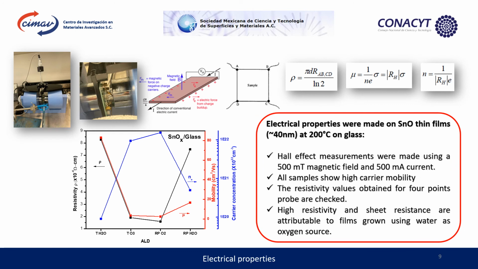Then, Hall effect measurements were made to check the values obtained by 4 points, where the values obtained by 4 points were verified. After that, the values of resistivity, mobility, and carrier concentration were compared to the best reported. Furthermore, these values are attributed to surface defects.